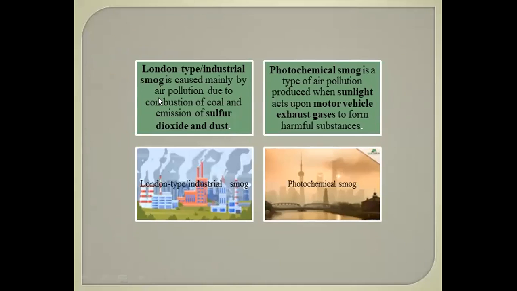London type or industrial type of smog is caused mainly by air pollution due to combustion of coal and emission of sulfur dioxide and dust in urban areas. Whereas photochemical smog is a type of air pollution which is produced when sunlight acts upon motor vehicle exhaust gases, which are mainly nitrogen oxides, to form harmful substances.